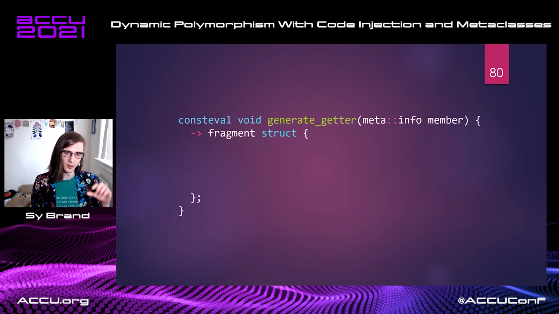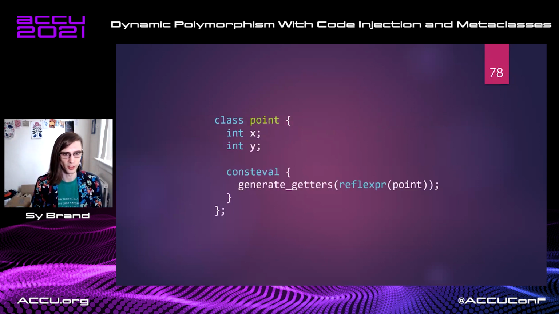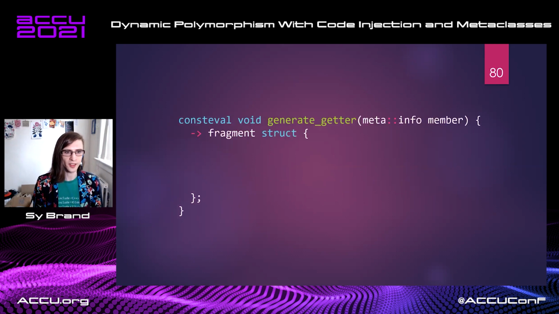What this is going to do is when this code runs, it's going to inject some code into the scope we're currently running in, which, if we go back, is this const eval block. So this code is going to be injected into where this const eval block is. Now, what this code looks like is this. We want to generate something like this. A get x function, which returns a const reference and is const.